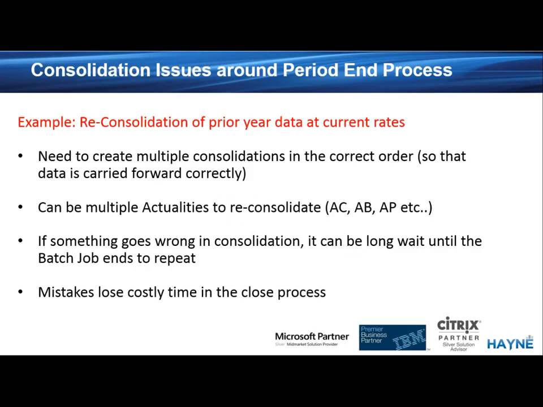So let's move on to some consolidation issues around the period end. An example of this is a customer who has a reconsolidation requirement and reconsolidates prior year data at current rates. In this process, we need to create multiple consolidations in the correct order so that data is carried forward correctly. There can be multiple actualities to reconsolidate. A lot of companies will have AC, AB, AP, actual at prior year. And if something goes wrong in that consolidation, it can be a long time to wait until the batch job ends to repeat. Some consolidations for companies that we work with extend to over 40 minutes for a 12 period consolidation. So you can have a long wait if there's an error, and all of these mistakes lose costly time in the close process.